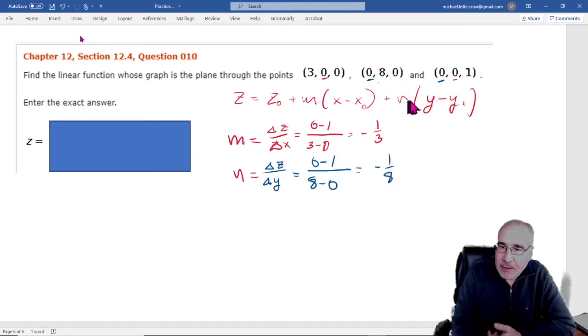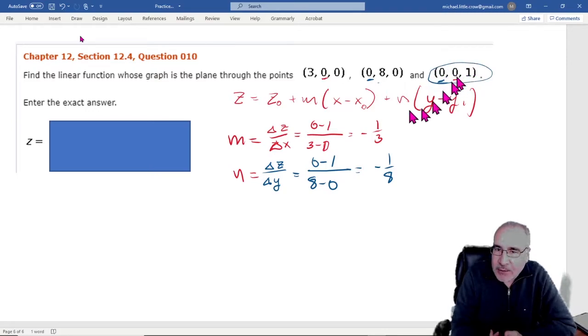So that's n. Now we can plug these in, and x naught, y naught, and z naught are the values from one of the points. We could choose any of these. The one that looks best to me is this one, because x is 0 and y is 0, so those just disappear, and then we've got a 1 here for z. We should end up with the same value if we put in any of these points, and you could check me on that.